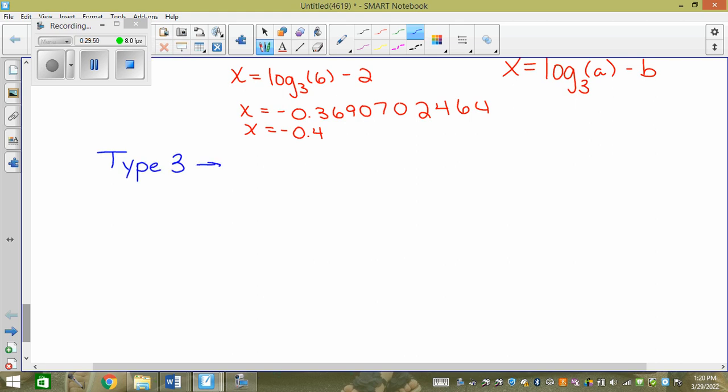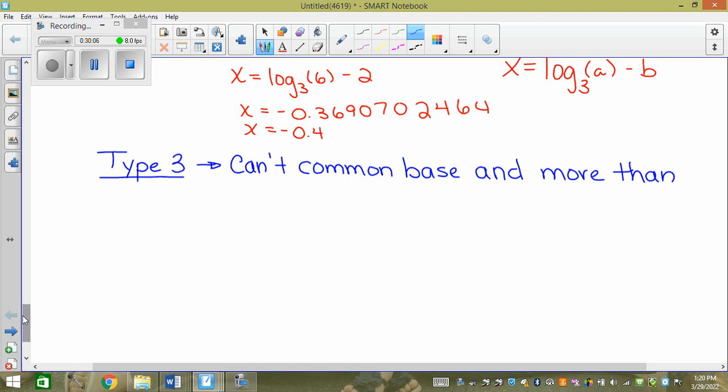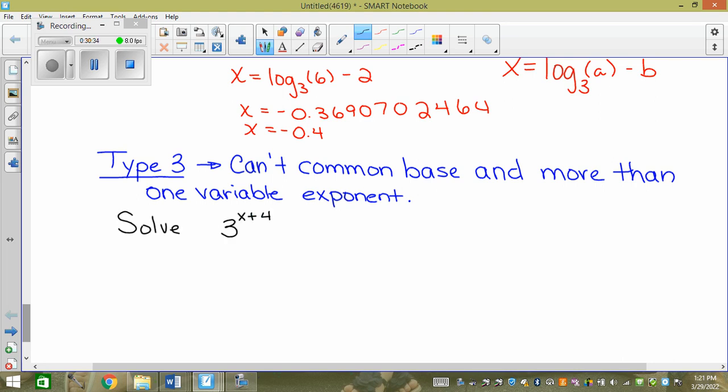Type 3, you use when you can't common base and more than one variable exponent. That's type 3. So I can't common base and I have more than one variable exponent. The most basic question I could ask is this. Solve 3 to the x plus 4 equals 4.